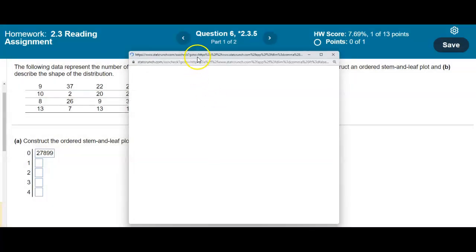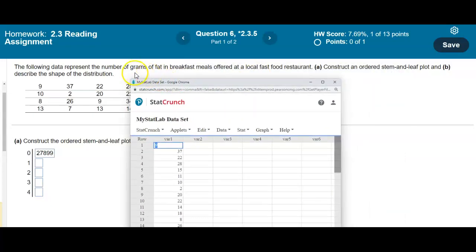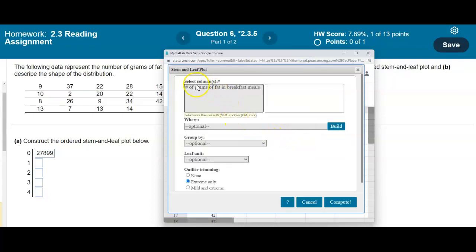We're going to open this up in StatCrunch, and we're going to title this the number of grams of fat in breakfast meals. So we're going to put this at the top. Okay, so there's our title. Now we want to create a stem and leaf plot. So we're going to go to Graph, and then scroll down to where it says Stem and Leaf. Now we're going to select our column, the number of grams of fat in breakfast meals.